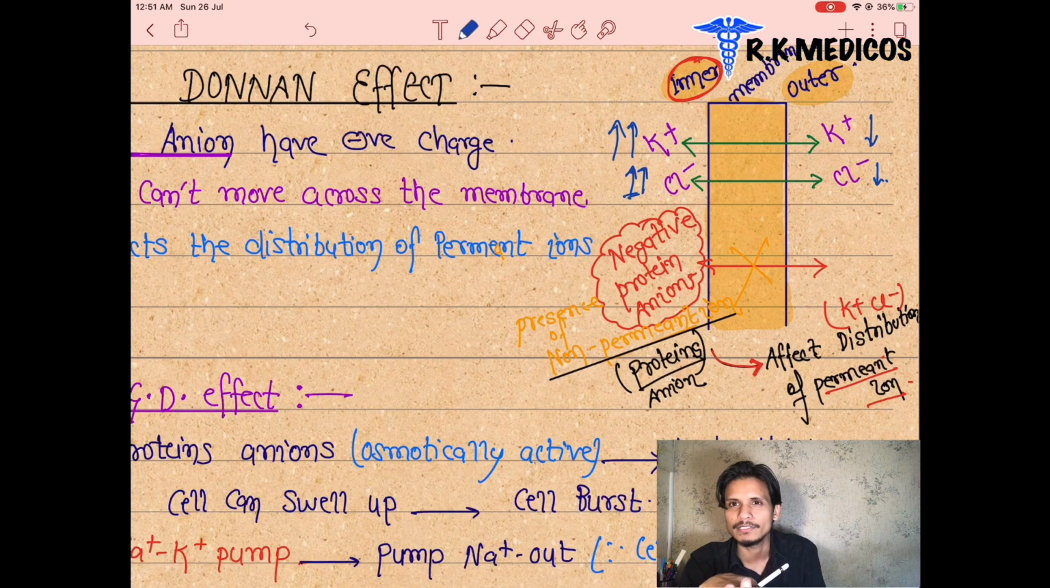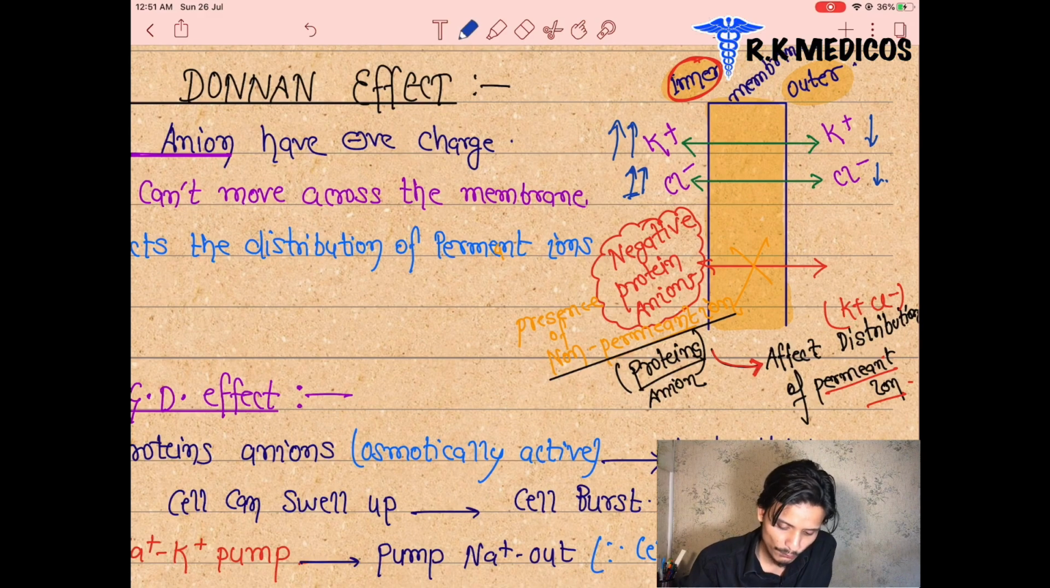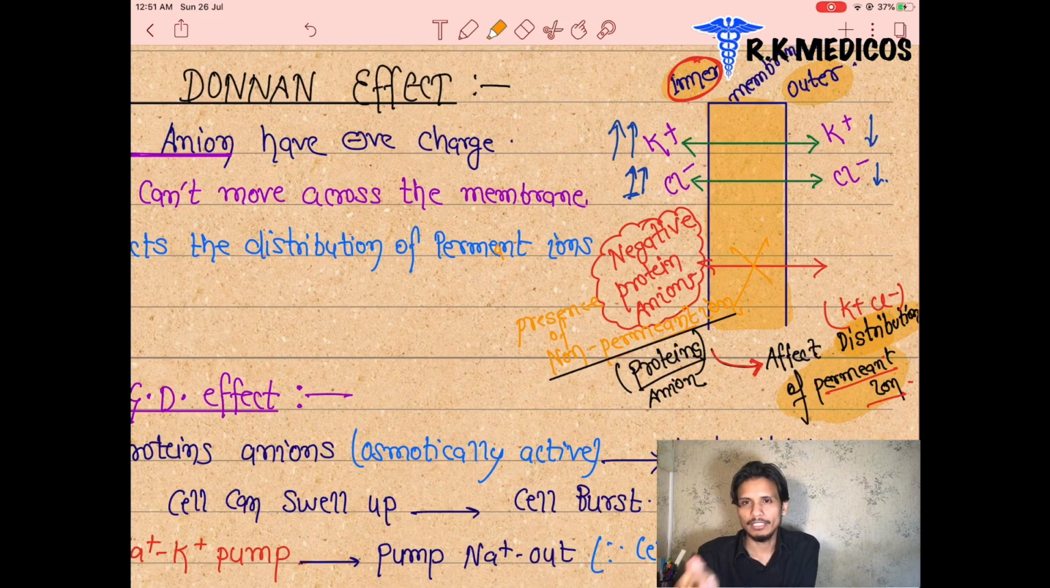So this is responsible for the Gibbs-Donnan effect. What is the concept? The protein molecules present inside the cell have negative charges, and these negative charges affect the distribution of permeant ions. Permeable ions like potassium or chloride, present inside the cell in higher concentration, move outside the cell, but the negative charges of the protein affect their distribution inside or outside the cells.